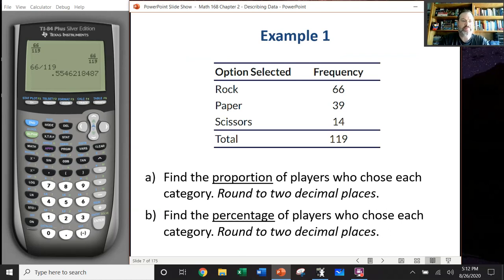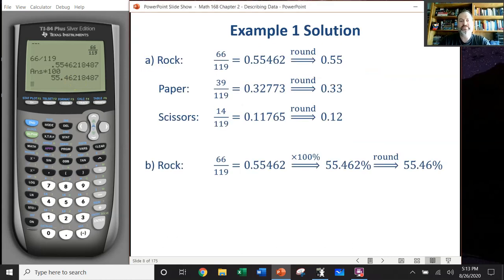Now it says to find the percentage of players who chose each category. So when you do a percent, you can't just take your answer from part A and call it 55%. You're not allowed to do that, because that 55% doesn't have any decimals. So what you have to do is multiply your answer here by 100, so just times 100. Now we round this to 2 decimal places. The 6 is the rounding digit, 2 is less than 5. So when we round it, it's just 55.46, right here.